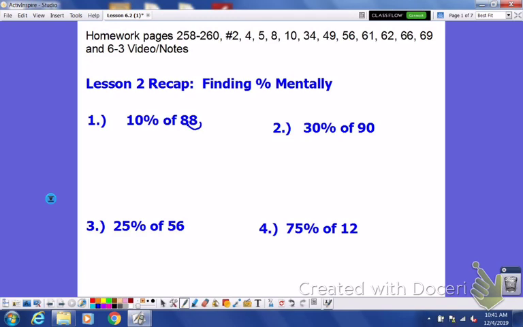So 10% of 88 would be 8.8. Now applying that idea, if I wanted to find 30% of 90, my 10% would be 9, because if I move that decimal once. So 10 to 30, we want to multiply by 3. So 9 times 3. 30% of 90 would be 27.